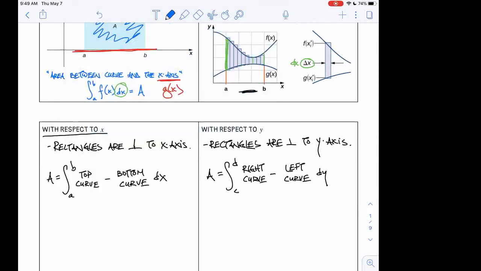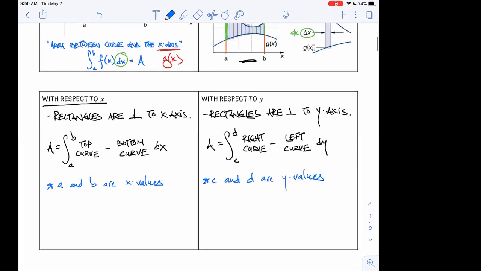A couple quick notes about these formulas, okay? In the with respect to x case, a and b are x values. However, in the with respect to y case, c and d are y values, okay? So if there's a dx at the end, your bounds need to be x values. And if there's a dy at the end, your bounds need to be y values, okay? So that's one thing that definitely needs to match in your equation.